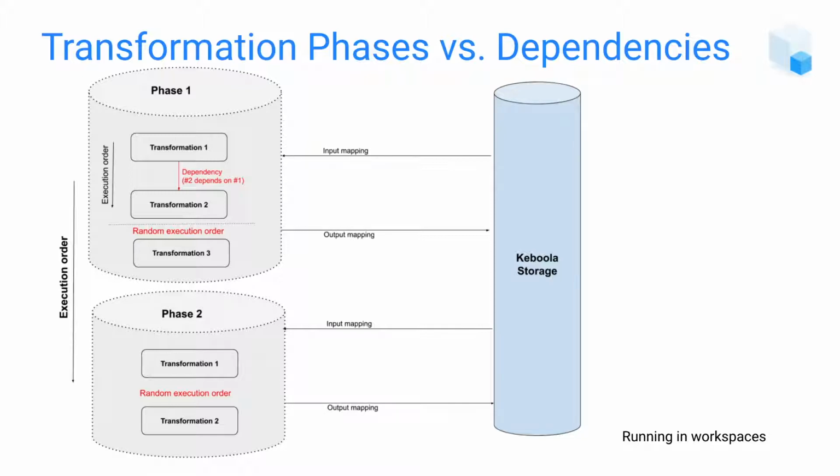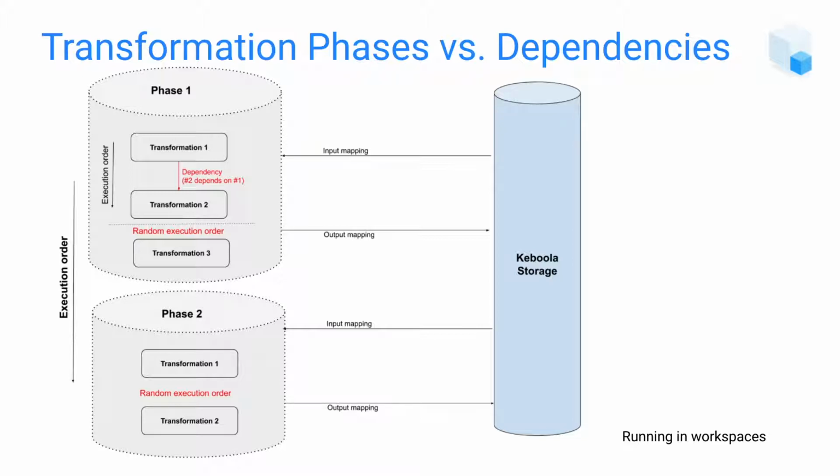On the right-hand side, we have the Keboola storage, and on the left-hand side, we have these two valves, which are basically our phase 1 execution and our phase 2 execution. First, we'll start with phase 1. Before phase 1 starts executing, the input mapping is done, so all of the required tables for all of the transformations in phase 1 are loaded into a separate workspace. After the input mapping is done, we can see that we have 3 transformations, and transformation 2 is dependent on transformation 1.